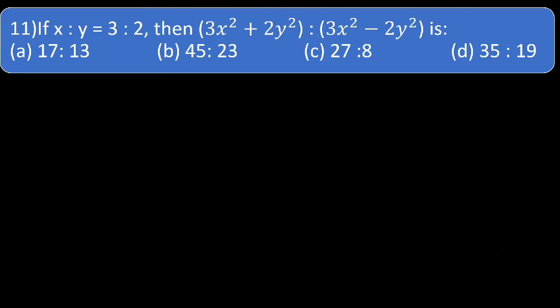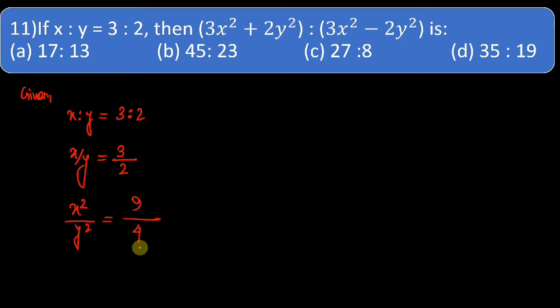Next sum. Suppose x is to y is given as 3 is to 2, then we are told to find 3x square plus 2y square and 3x square minus 2y square. Here given is x is to y as 3 is to 2. So this can be written as x by y is 3 by 2, and now we have to square these forms first. So x square by y square equals 9 by 4.